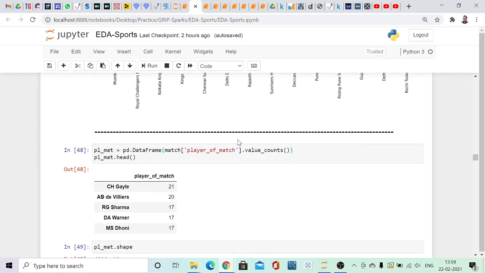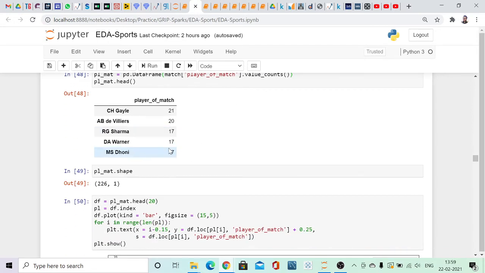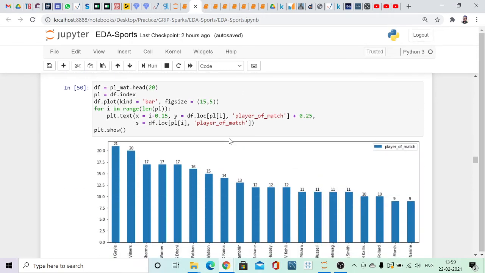Now let's look at the players. So here it gives us the number of times a player has been awarded player of the match. We can see it through the graphs of top 20 players who have been awarded the player of the match award.